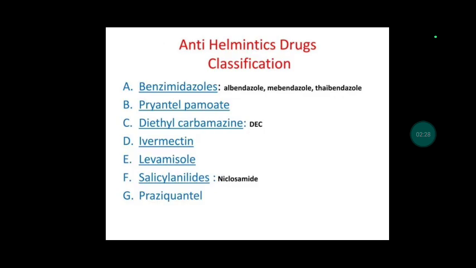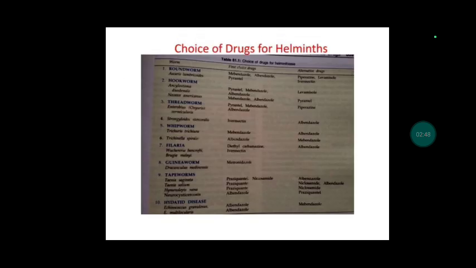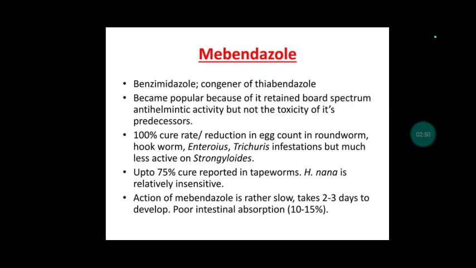Now what are the antihelminthic drug classifications? So we'll see further. Benzimidazoles, examples are albendazole, mebendazole, and thiabendazole. Next are diethylcarbamazine, ivermectin, levamisole, salicylanilides, and praziquantel. Now we'll move forward. Now we will see single drugs, what are the advantages, disadvantages, adverse drug reactions, and uses.